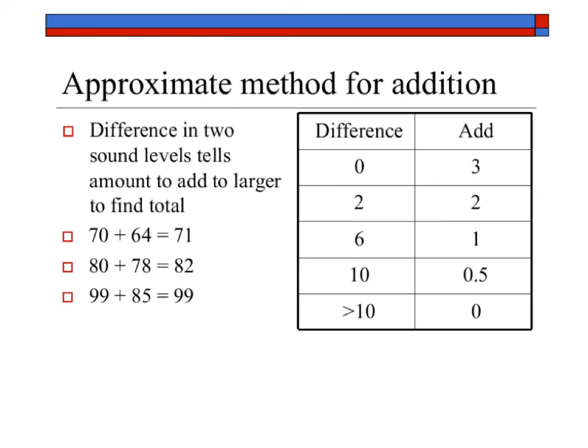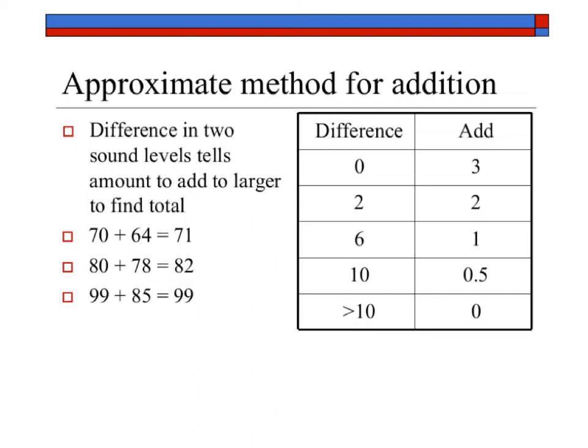Back before calculators were readily available, approximate methods were worked out to make these decibel addition problems easier. They're still quite handy for doing quick and approximate calculations, which are often quite good enough. The idea here is that the difference in the two sound levels tells the amount to add to the larger one to find the total. The chart on the right shows that with a difference of so many decibels, you add so many more. The first example we worked out was a difference of 0, and we add 3. And that's what we've seen always. 90 plus 90, the difference is 0, so we add 3 to the larger one, so that would be 93.